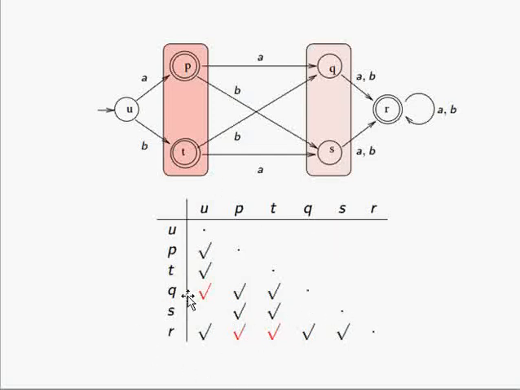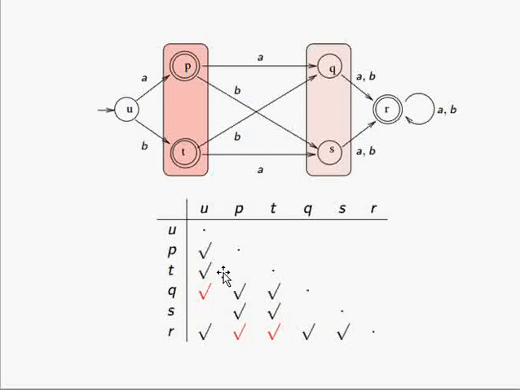In the same manner, if we apply QU, if I apply A over U, then I am coming to P. If I apply A over Q, then I am coming to R. Now already PR got selected, so this will be selected also.